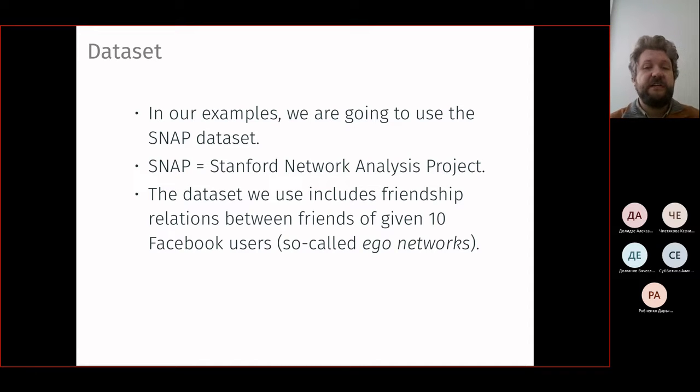This data set is from Facebook, from friendship relations on Facebook. The data set we use includes friends of 10 given Facebook users. These are so-called ego networks. There are 10 people, and you take all their friends, and the friendship relations of these people with their friends, and also among those friends. So it's just a subgraph.